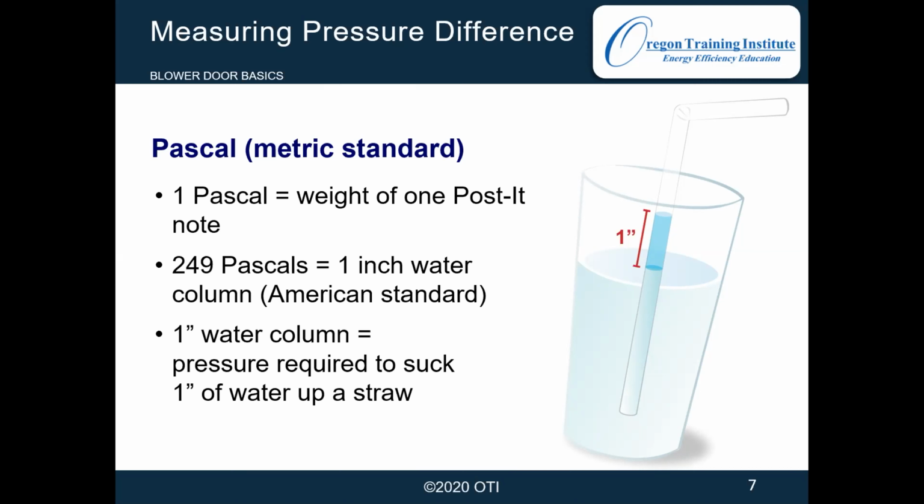So the pascal is super tiny, but the other unit of measurement that we'll be using from time to time is the inch of water column. That's the amount of pressure it takes to raise water up a straw 1 inch, and that's equal to about 250 pascals. We need to be familiar with that, as a lot of HVAC contractors use that as their unit of choice. When they're talking about the furnace, it's going to be in inches of water column. The manufacturer specs are going to be in inches of water column.